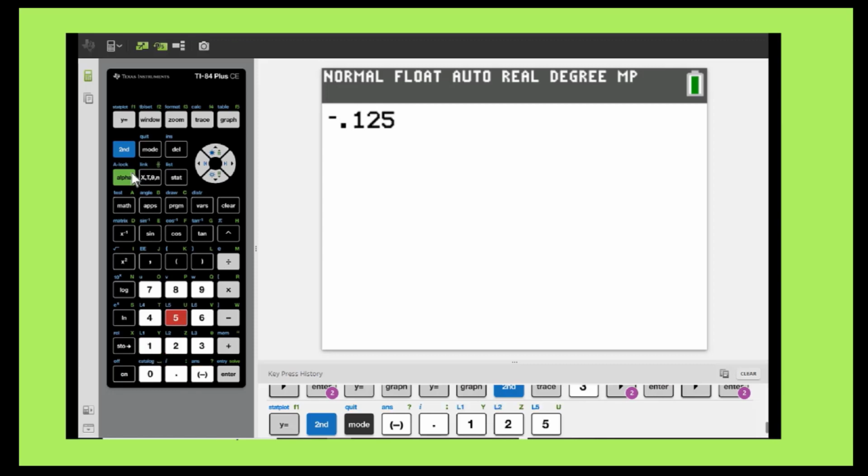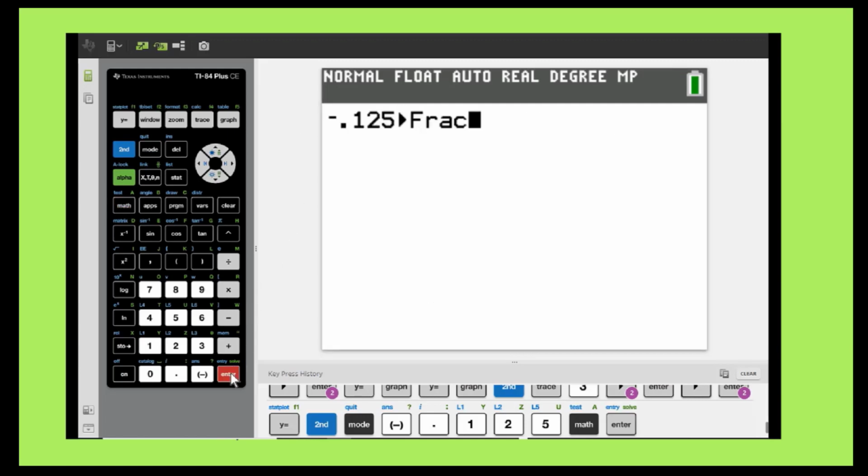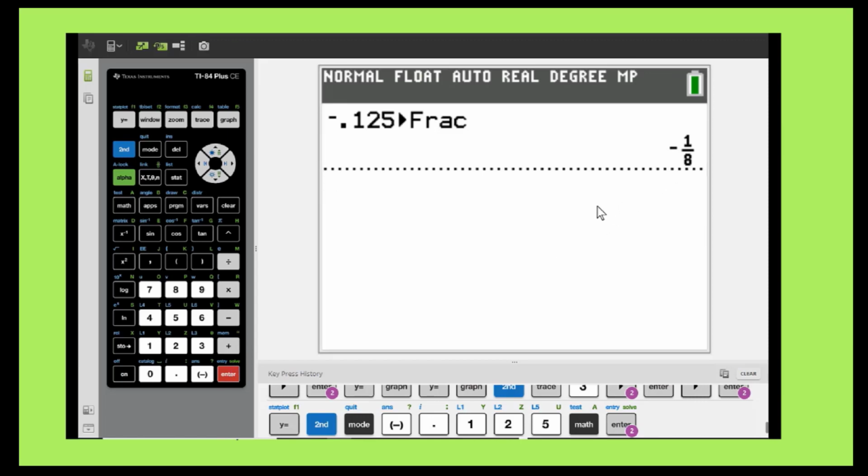Then I'm going to hit this math button, and I'm going to hit 1. And see what's going to happen is, if this is not an irrational number, which it is not, it's a rational number, it's going to give me a fraction. See, it gave me -1/8. That's really important for the next problem. So we have -3/4 and -1/8 as our vertex.